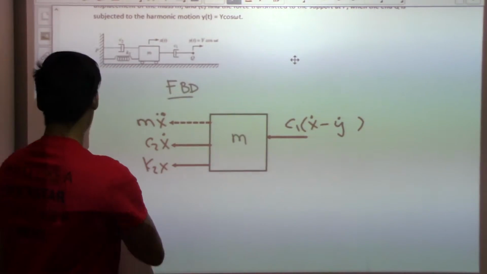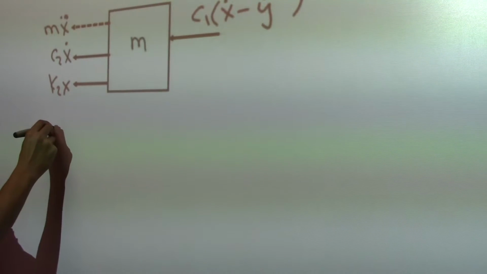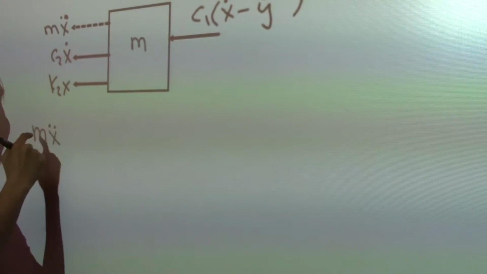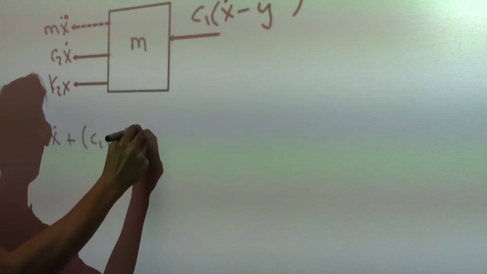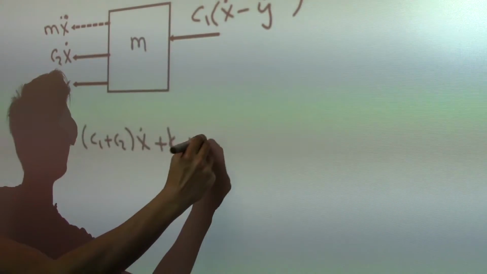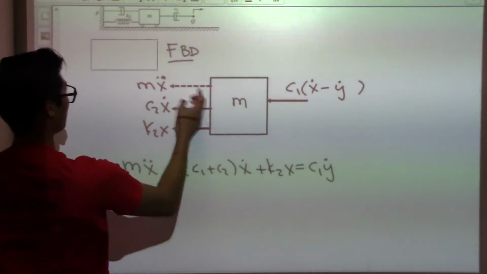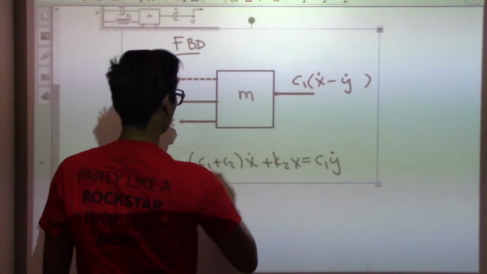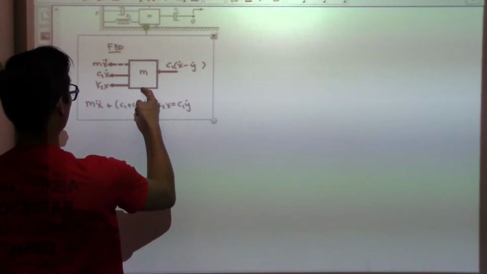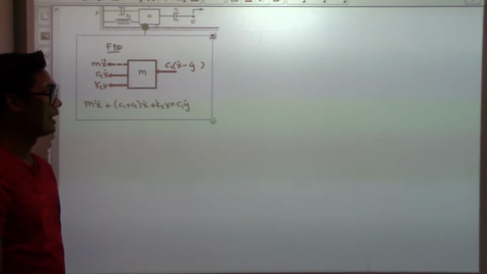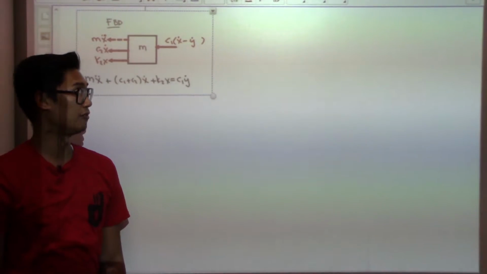So what I need to do next is get the modeling equations, which basically comes down to applying Newton's law. So we have m x double dot plus (c1 plus c2) x dot plus k2 x is equal to c1 y dot. This is from your basic force balance. This finishes the first part of the problem, where we have to find the modeling equations, which we have already found.